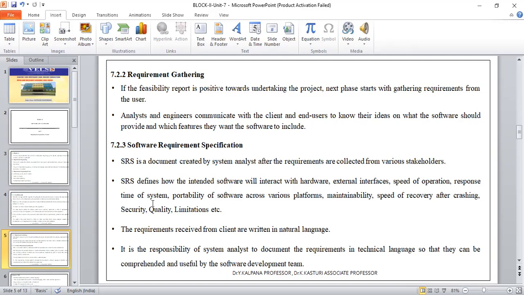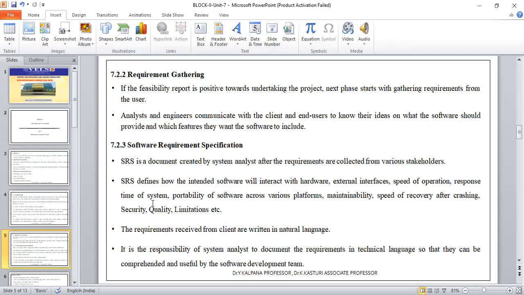Therefore, the technical team that comprises analysts and software developers communicates with the clients and the end users. The end user is the user who is going to use the product. The technical team will sit with both of them and communicate to collect the requirements for the particular software to be built.